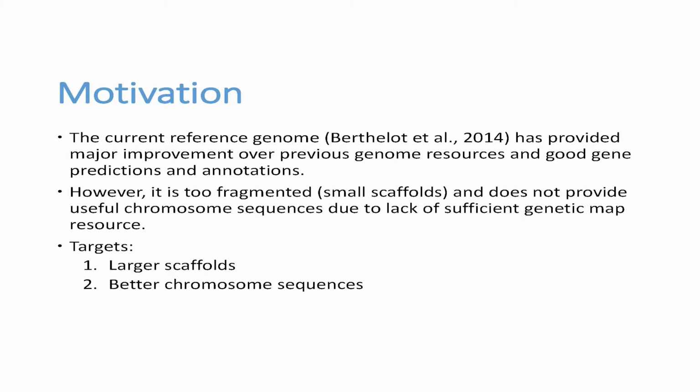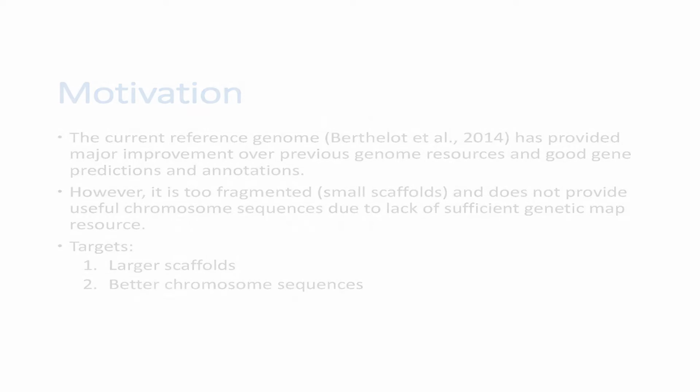However, we also found that for the current version of the rainbow trout genome assembly, the N50 is not quite satisfactory, and also a lot of scaffolds are not anchored to a chromosome. So the chromosome sequences from this assembly are not quite useful. That's why we want to do a new rainbow trout genome assembly.